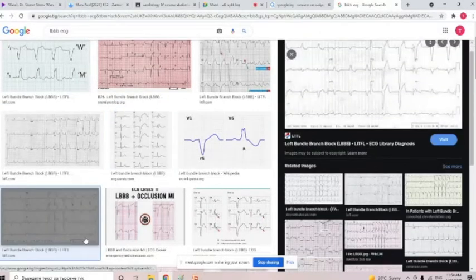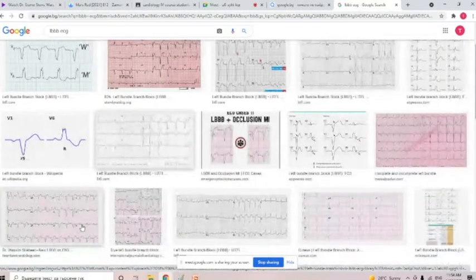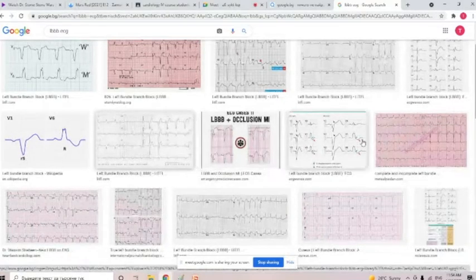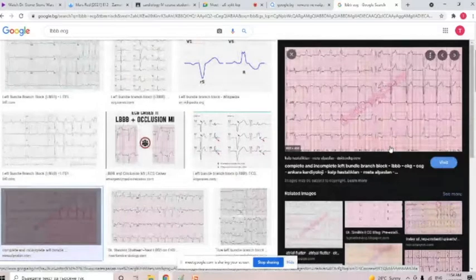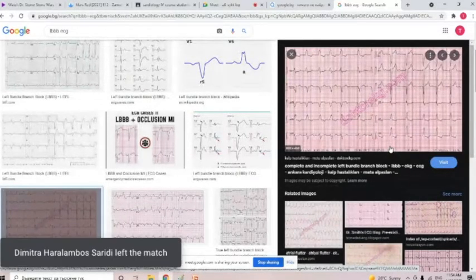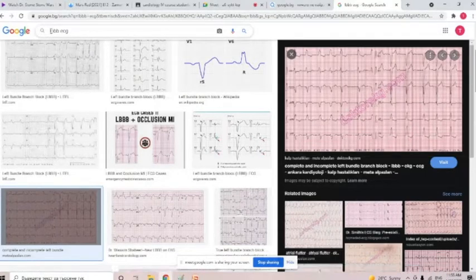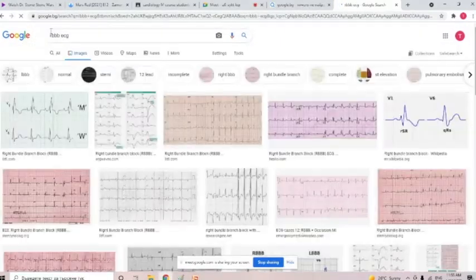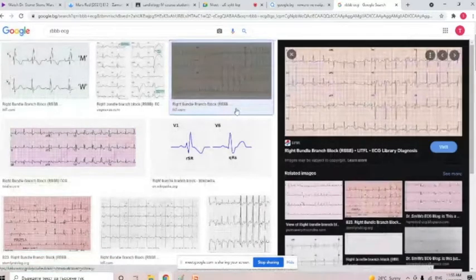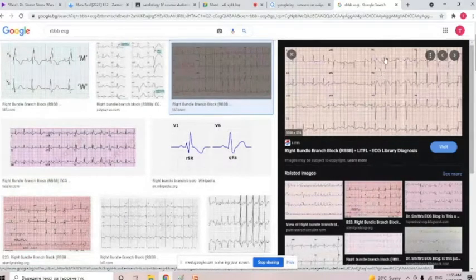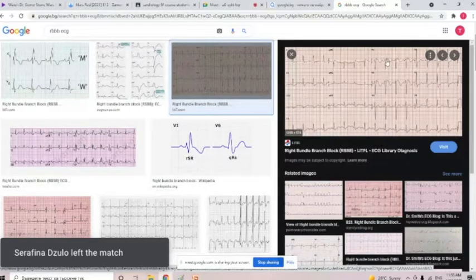Other examples, I have shown this. What else? Other examples? Here, one more. Do you get the feel of it? I think so. Yes, you have a wider, absolutely positive, notched QRS complex in V6 for left bundle branch block, and you have M-shaped. Here, M-shaped, R prime, rSR' in D1.